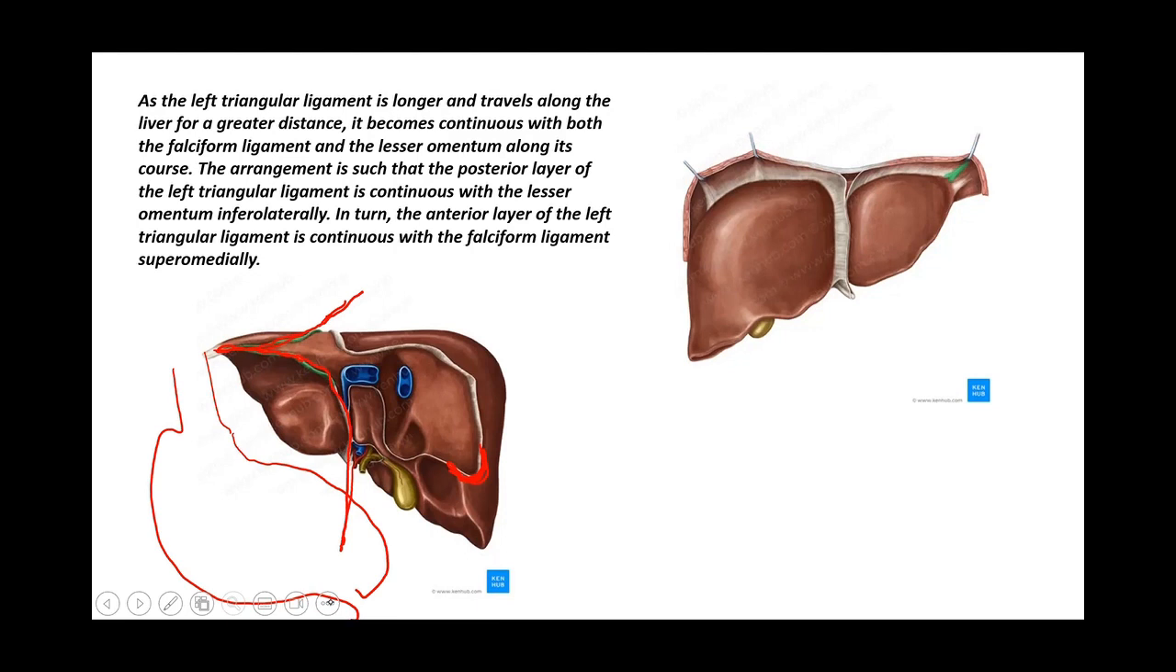The arrangement is such that the posterior layer of the left triangular ligament is continuous with the lesser omentum inferiorly. In turn, the anterior layer of the left triangular ligament is continuous with the falciform ligament superomedially. Now, that is about the left triangular ligament.